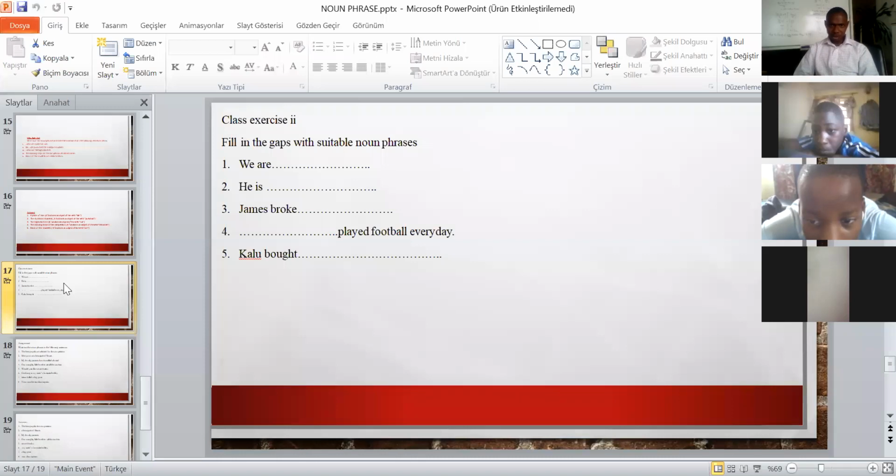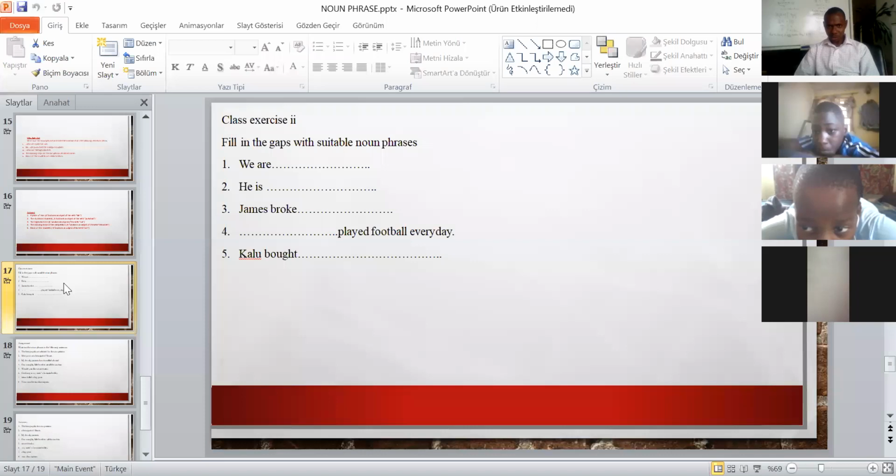Fill in the gaps with suitable noun phrases. Now, this is how we do it. Write out your answers 1 to 5. Write out the full sentences 1 to 5. I'll be seeing your response here on the chat pad. Write out the answers, questions 1 to 5. Fill in the gaps. 1, we are. We fill in everything there. 2, he is.